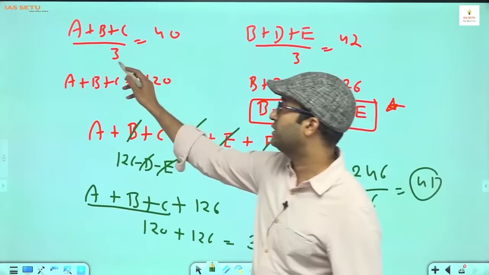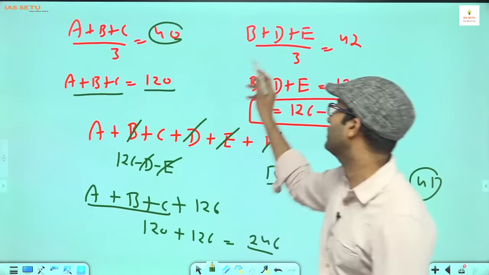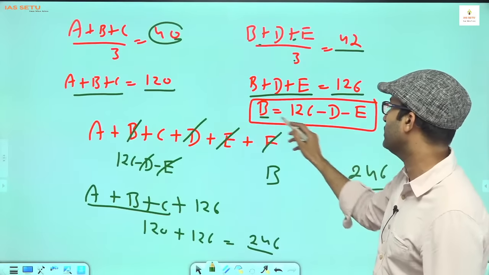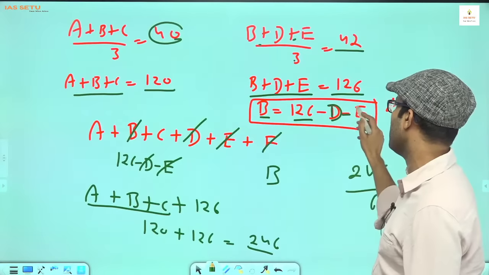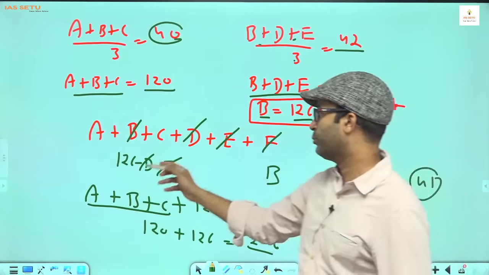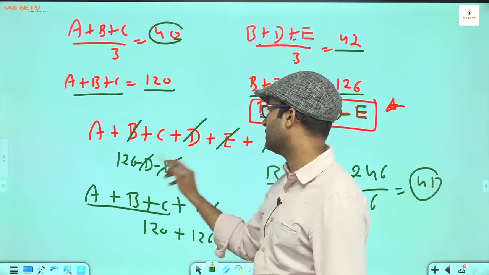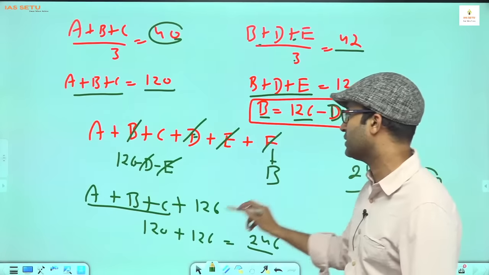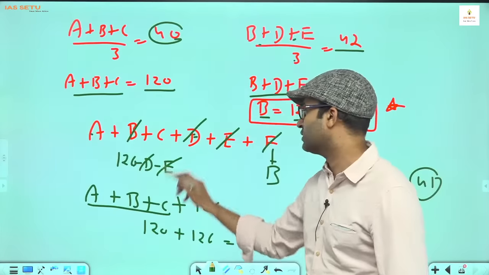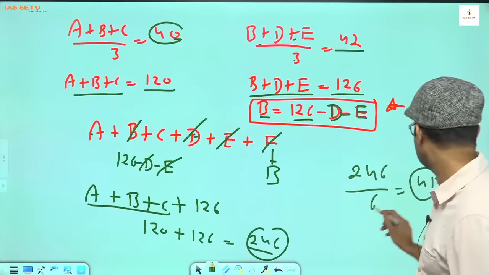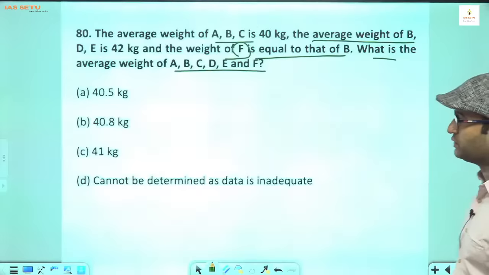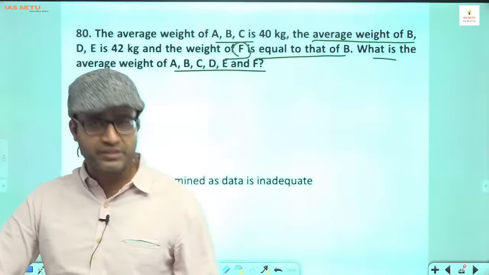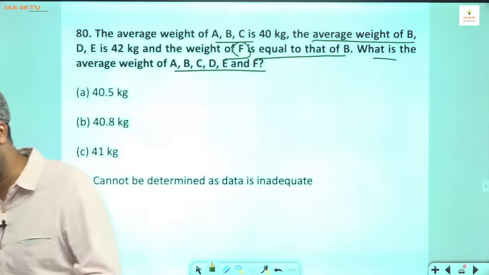I repeat: a b c divided by 3 is 40, so the value of a b c will be 120. b d e divided by 3 is 42, so b d e will be 126, and b will be 126 minus d minus e. So we put the value 126 minus d minus e, d cancels d, e cancels e, f was replaced by b. a is there, b is there, c is there, 126, so 246 divided by 6, 41 is the answer. Okay, so thank you very much. By mistake some questions are missing, I will take them in the second part. Thank you very much.